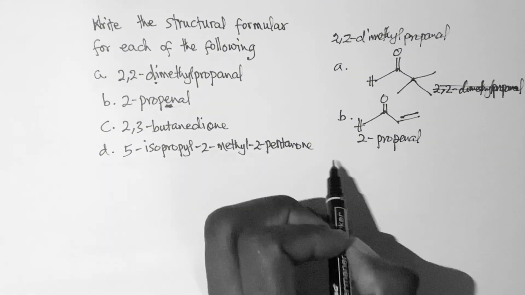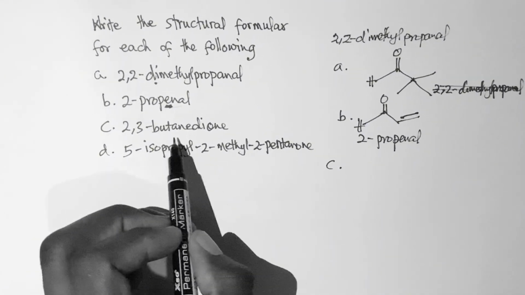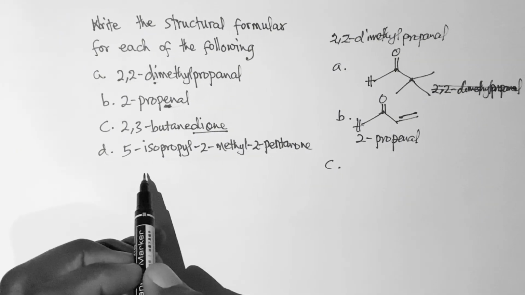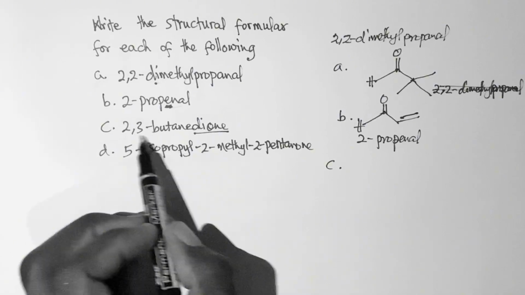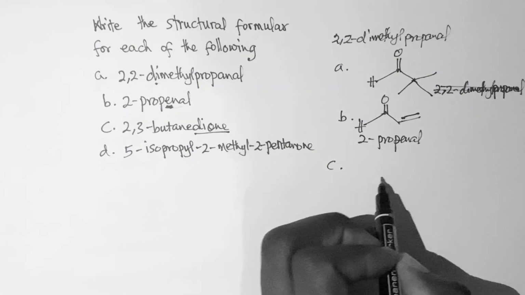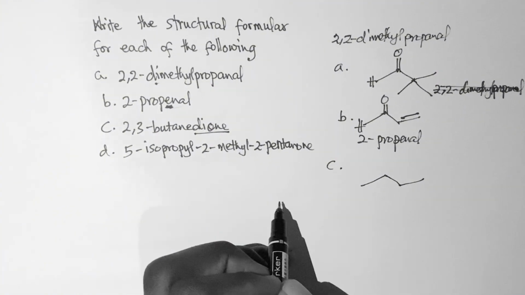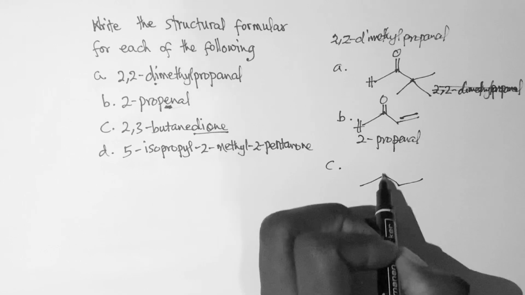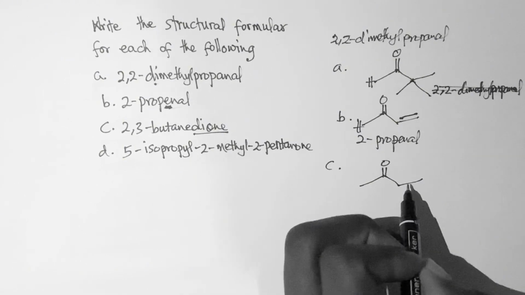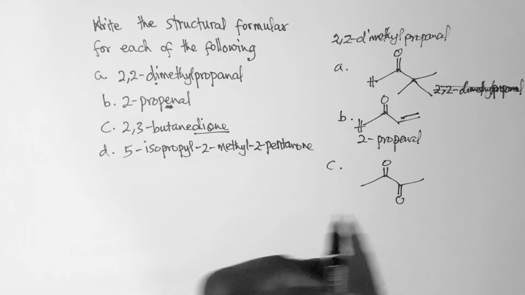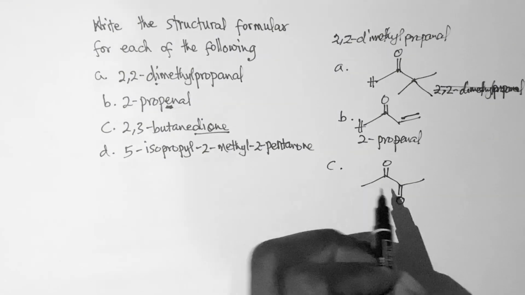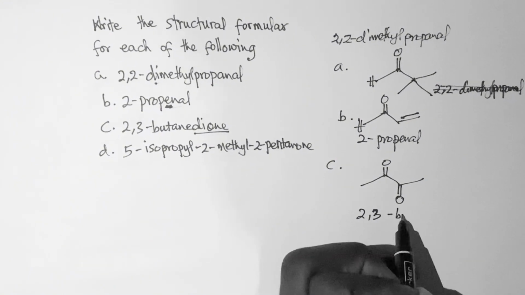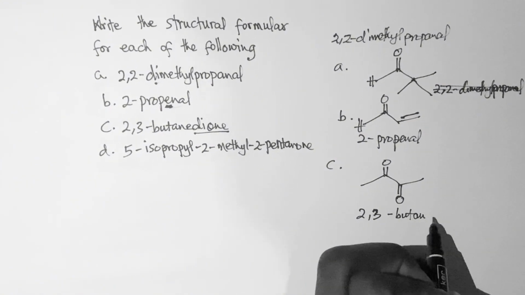Then we have the C part, which is 2,3-butanedione. Because of this dione, we are talking about 2 ketone functional groups on the same molecule. So let's first draw a butane. That is 4 carbons. But the ketones are on carbon number 2 and carbon number 3. So if we start from here, 1, 2, we have a carbonyl functional group here. And then 3, another carbonyl functional group here. And that is all. So this is 2,3-butanedione.